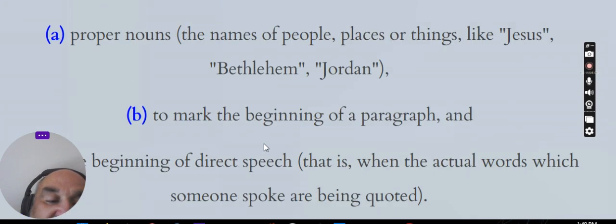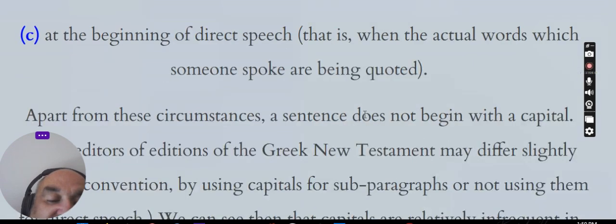Then 1.16 says that in our text that we read now, the minuscule texts, little letter texts, the capital letters are used for proper names to mark the beginning of paragraphs and beginning of direct speech.